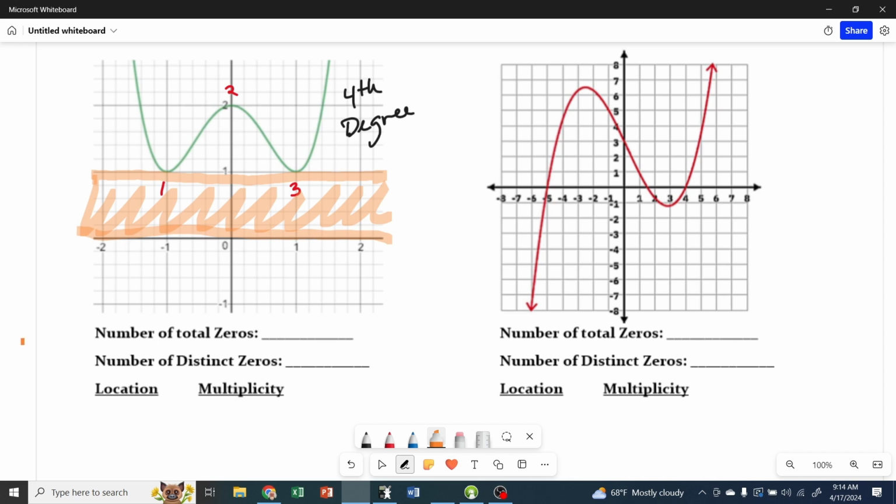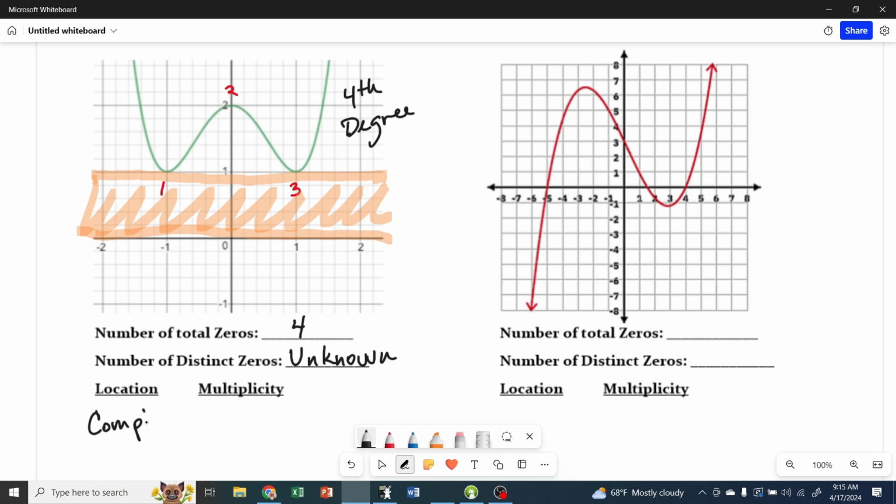So, does it have zeros? And the answer is yes. It has 4 zeros. Number of distinct zeros: this is unknown. What's the location? We don't know. Okay, do we? Yes, we do. These are what's called complex.